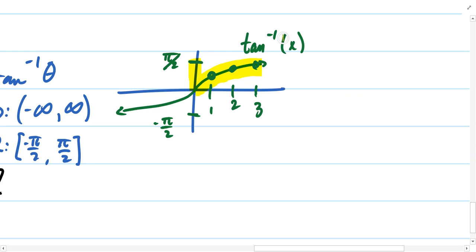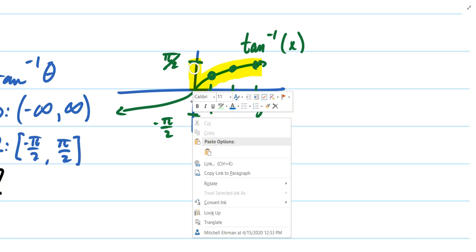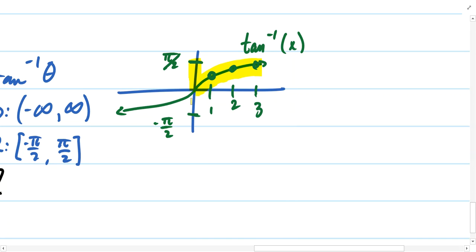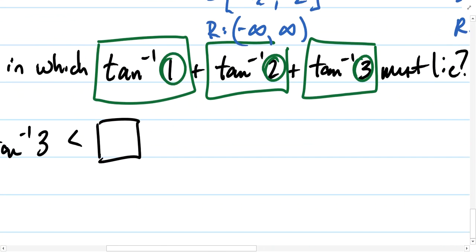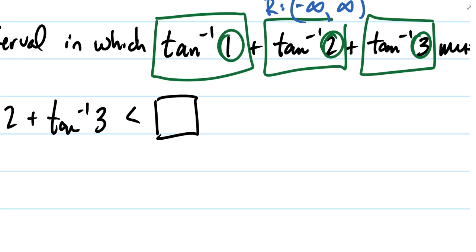So for all of tangent inverse, our solutions exist somewhere between negative pi over 2 and positive pi over 2. But in this particular group, for these three numbers, the result, the y-coordinate to those three positions has to be somewhere between 0 and pi over 2. And so what I'm going to think is this.